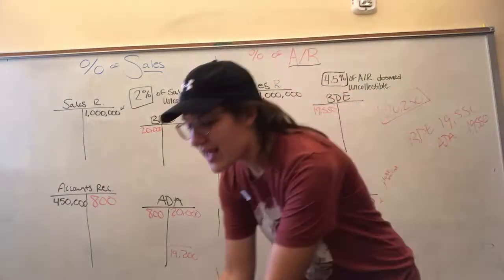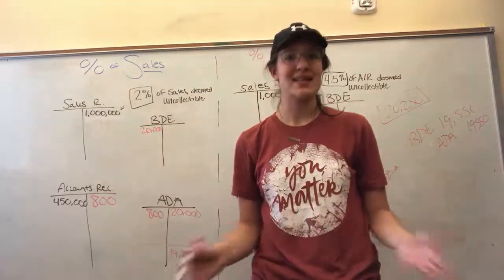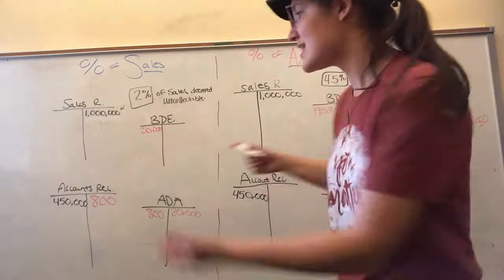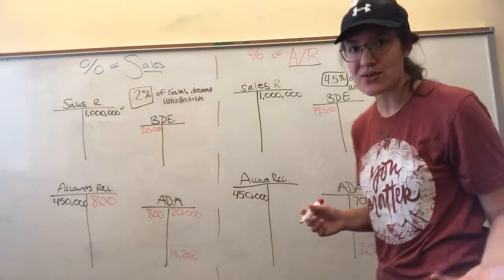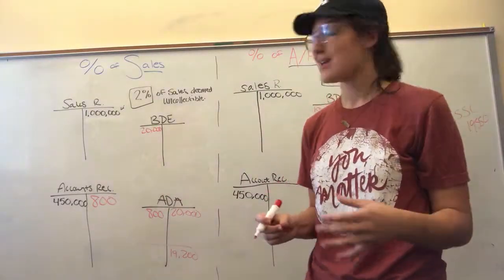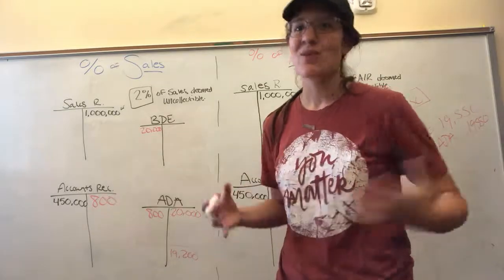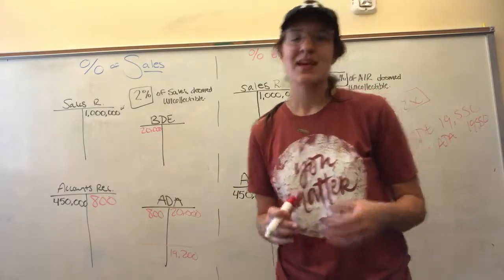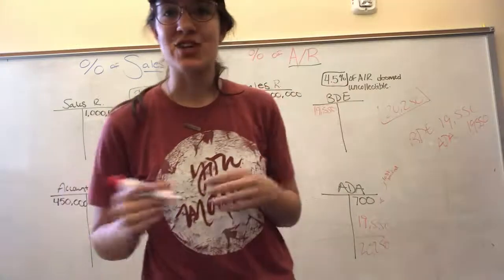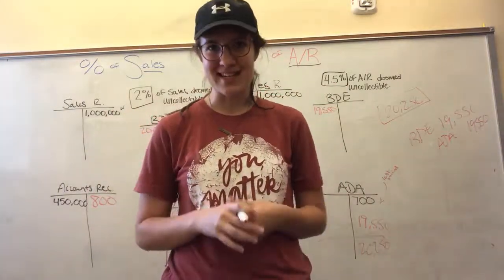So now, that is the major difference between percentage of sales and percent of AR under the allowance method. How we actually account for the write-offs remains the same. If Mr. Smith, in this instance, also still wasn't going to pay us the $800, we would do the exact same journal entry. The difference between these two is just what is our estimated bad debt expense.